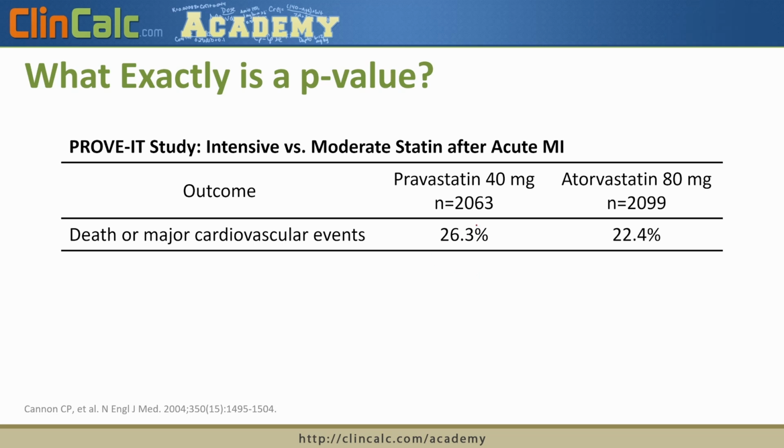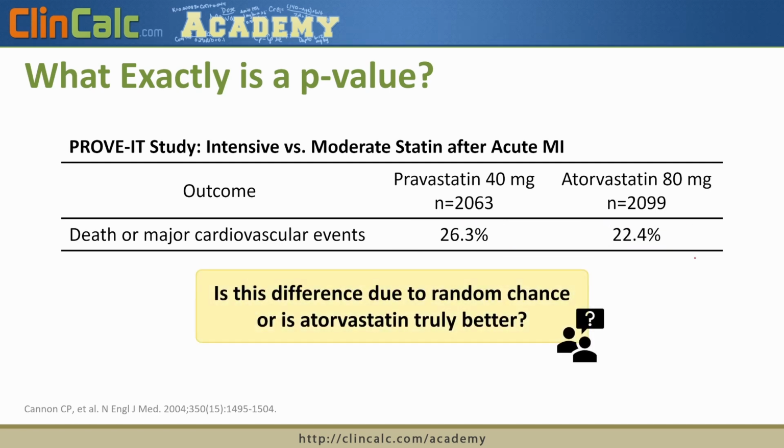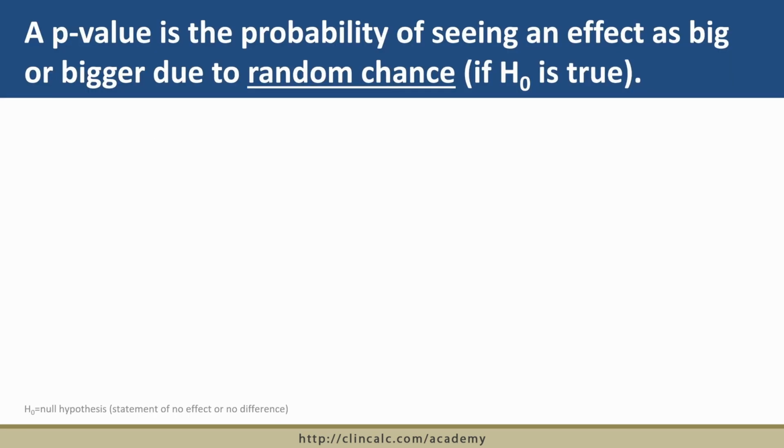And you can see the event rate was 26.3% with pravastatin, and atorvastatin was lower at 22.4%. And really the question is, is that difference that we're observing due to random chance alone, or is atorvastatin truly better? Using inferential statistics with p-values helps us answer that question. So a p-value is the probability of seeing an effect as big or bigger due to random chance, assuming that the null hypothesis is true.